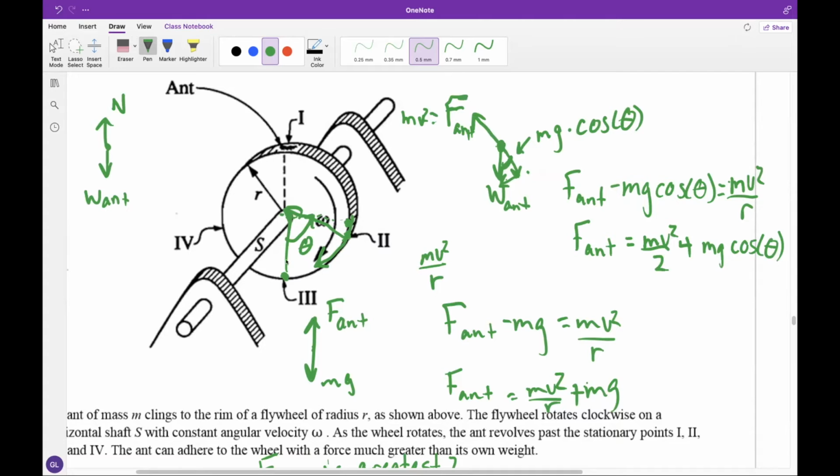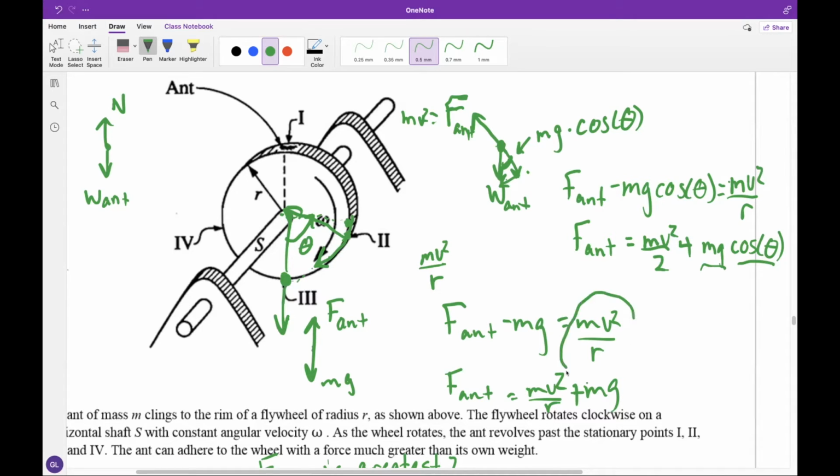When is theta going to be 0 here? Well, theta would be 0 when the ant is at position 3. Well, what's cosine of 0? Cosine of 0 is 1. So we get a full count of the weight when the ant has to hold on to not just its weight, but also the centripetal part, the v squared over r. And so in this case, while it's anywhere at an angle relative to position 3, it's only getting a component of its weight acting against the centripetal direction, if you will. And it's not until it's at position 3 where all of its weight is acting against the centripetal direction.